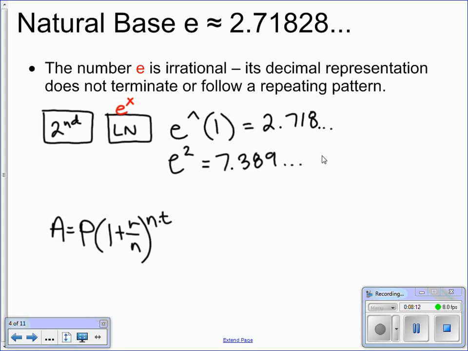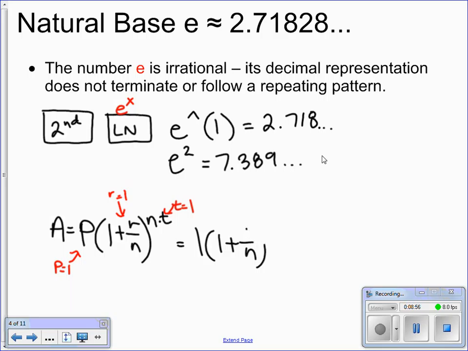One way we can see how E gets calculated is, we're going to let P equal 1, we're going to let R equal 1, and we're going to let T equal 1. So we're going to make a really boring equation here. It's going to look like 1 for P times 1 plus 1 over N raised to the N times 1, because I made P, R, and T all 1. And this N times 1 is really just N.